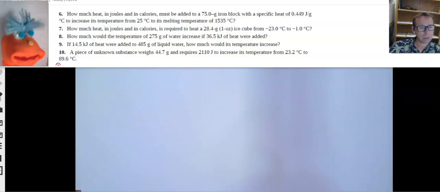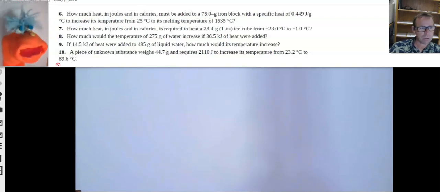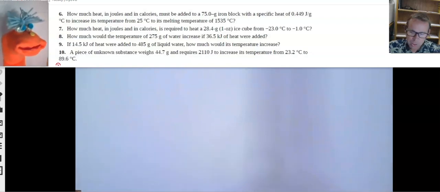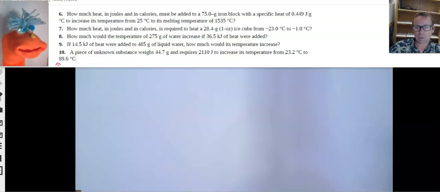Okay, so how much heat in joules must be added to a 75 gram iron block with a specific heat of 0.449 joules per gram degrees Celsius to increase its temperature from 25 degrees Celsius to 1,535 degrees Celsius? Okay, so this is a general question that we always should be aware of how to answer.